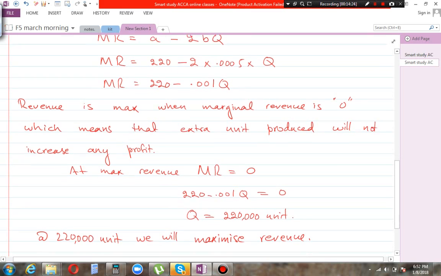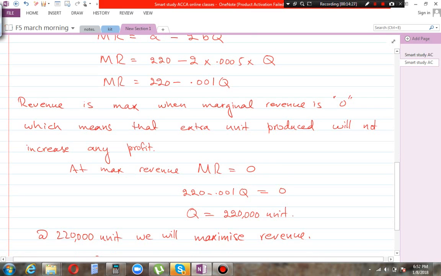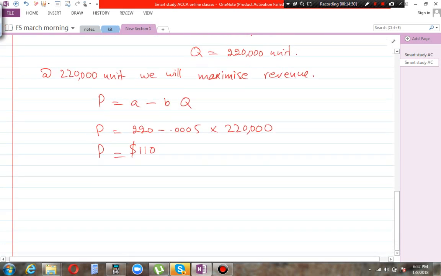Alright, so all you have to do now is find the value of Q. To maximize the revenue, the marginal revenue should be 0. So this equation will become 220 minus 0.001 Q is equal to 0. Now if you have this equation, it's very easy to find the value for Q. So the value for Q is 220,000 units, and then putting the value for Q in the demand equation will give you a price of 110. So at a price of 110, the revenue would be maximized.